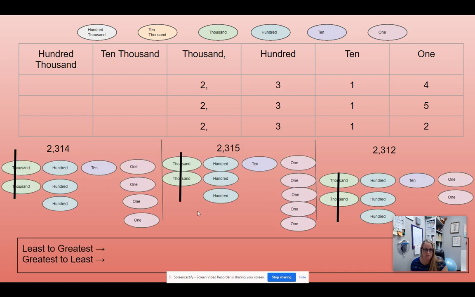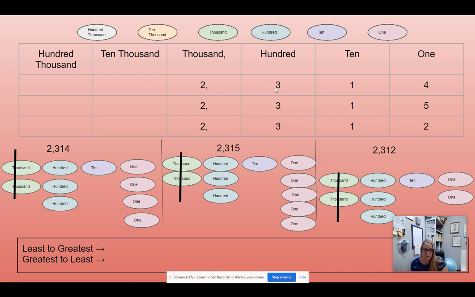So this is what it's going to look like. When I do that, the first thing I'm going to do is go to my thousands place and look at that. So I have 2,000, 2,000, 2,000. Here's my picture. Whenever I see that, I'm going to cross those off because they're all the same. Then I'm going to move to the next place.